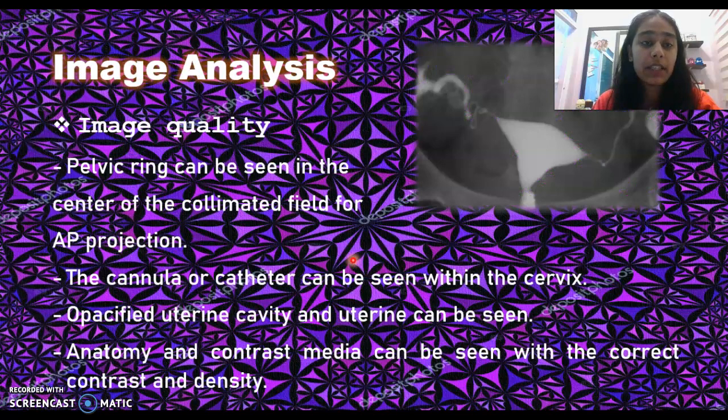Okay, next, image analysis. Basically, in the image you can see the pelvic ring at the center of the collimated field for an AP projection. The cannula or catheter can be seen within the cervix. The opacified uterine cavity and uterine tubes can be seen as well.